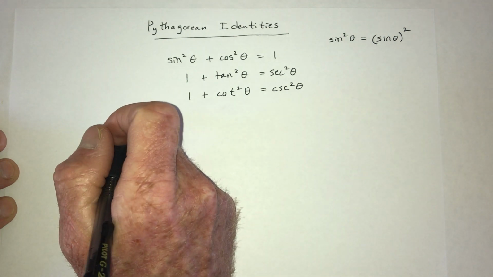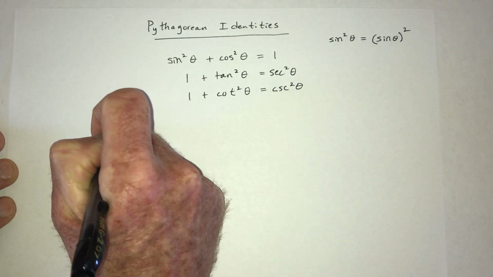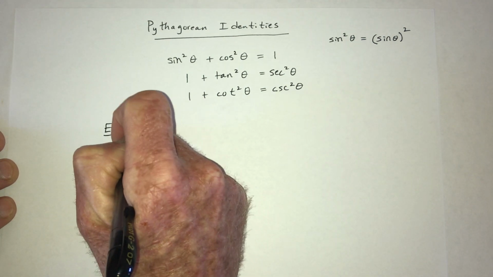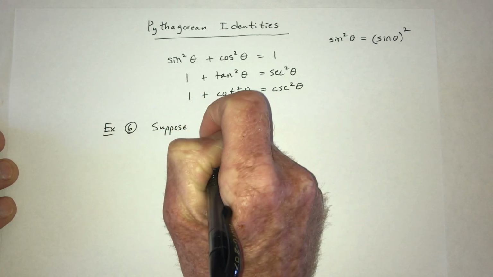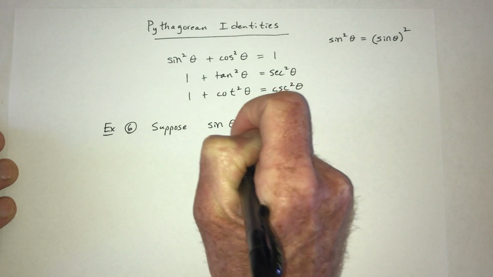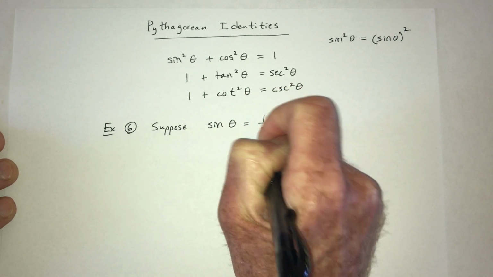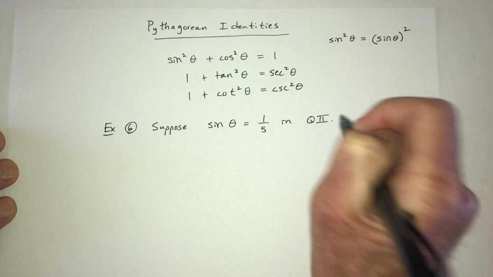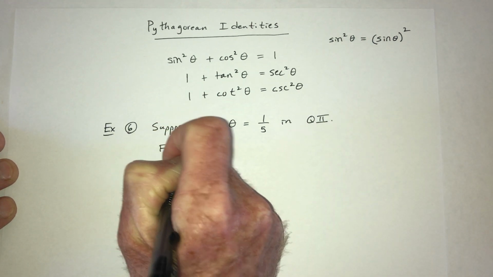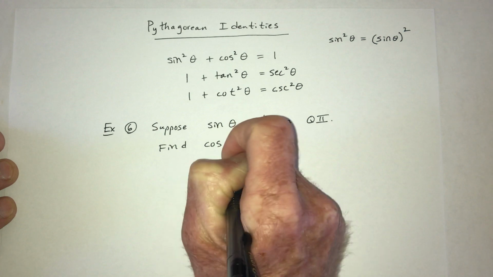So which example is this? Number 6. So for example, number 6, suppose sine of theta is equal to 1/5 in quadrant 2. Find cosine of theta.